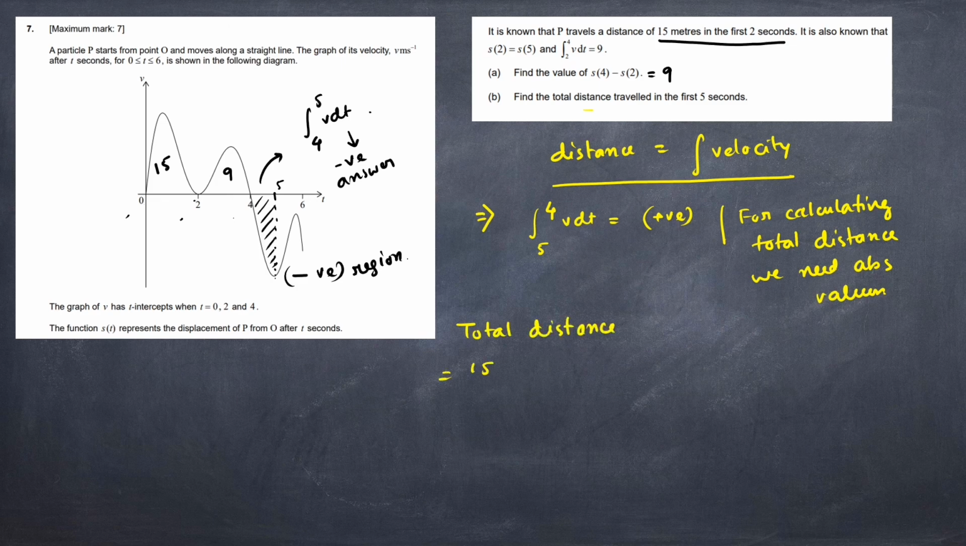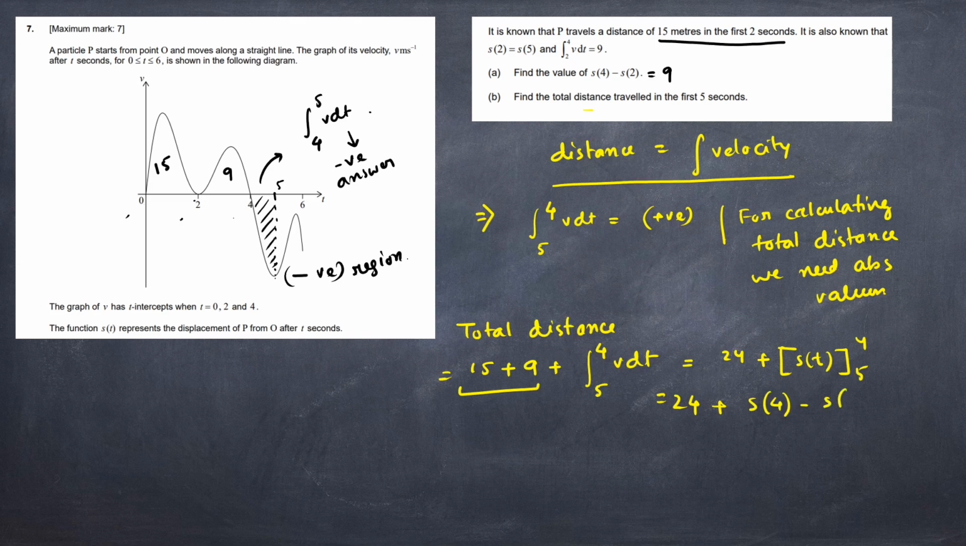So from here we can write the total distance is equal to 15 plus 9 plus the integral, as we need the absolute value, from 5 to 4 of v dt, and already we have done this. So 15 plus 9 is equal to 24, plus, as we have already done, if we integrate velocity we will get the displacement. Now the displacement function is s(t). So s(t) from 5 to 4. So we can write 24 plus s of upper limit, s of 4, minus s of lower limit, s of 5. Now see the question here.